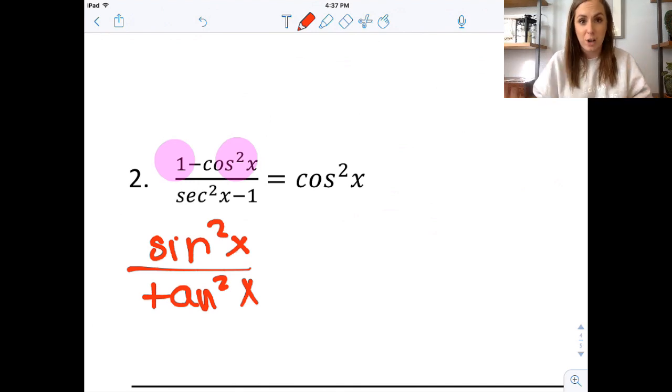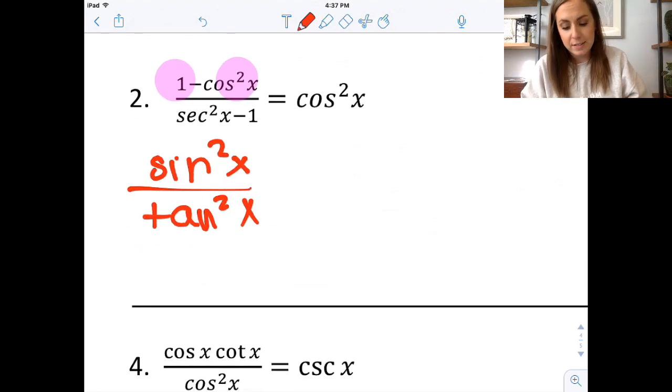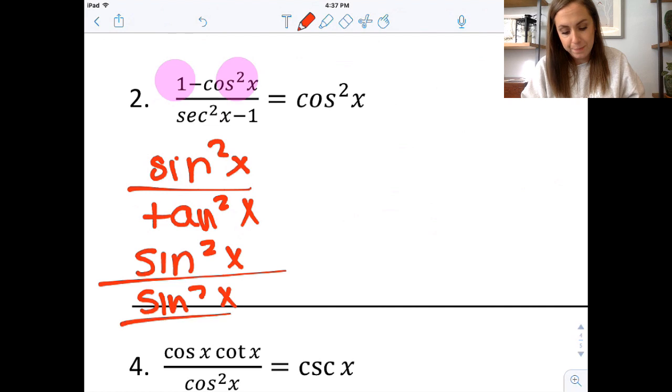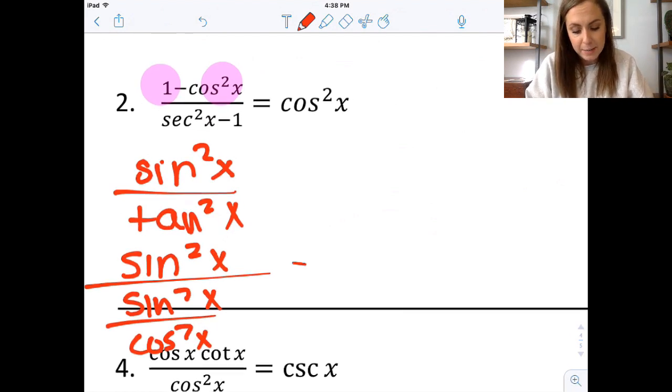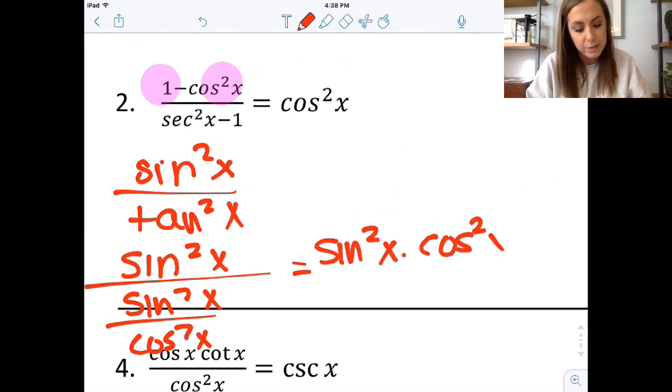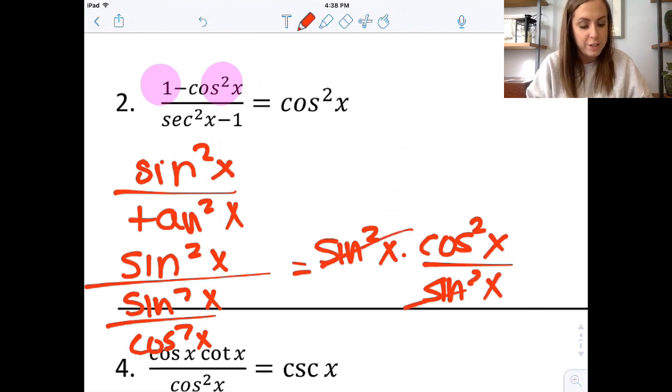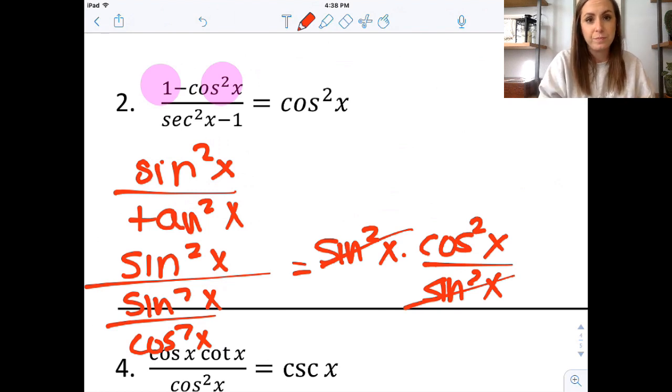Otherwise, you're going to have common denominators and all this other stuff that's just going to make it really hard. So let's see what we can do. I can make this sine squared. Tangent, I can make it sine squared over cos squared. And then I can do keep, change, flip. So that's going to be sine squared times cos squared over sine squared. And through some magic of division, that winds up giving me that cos squared equals cos squared.